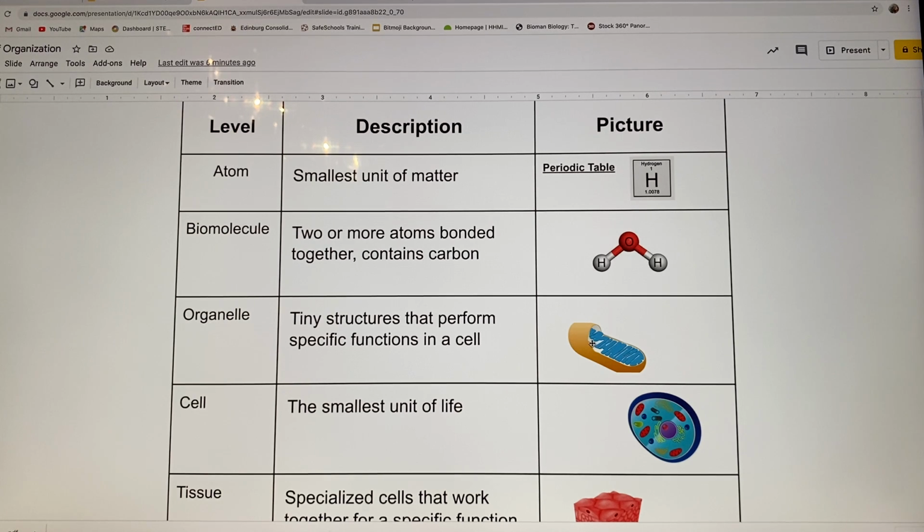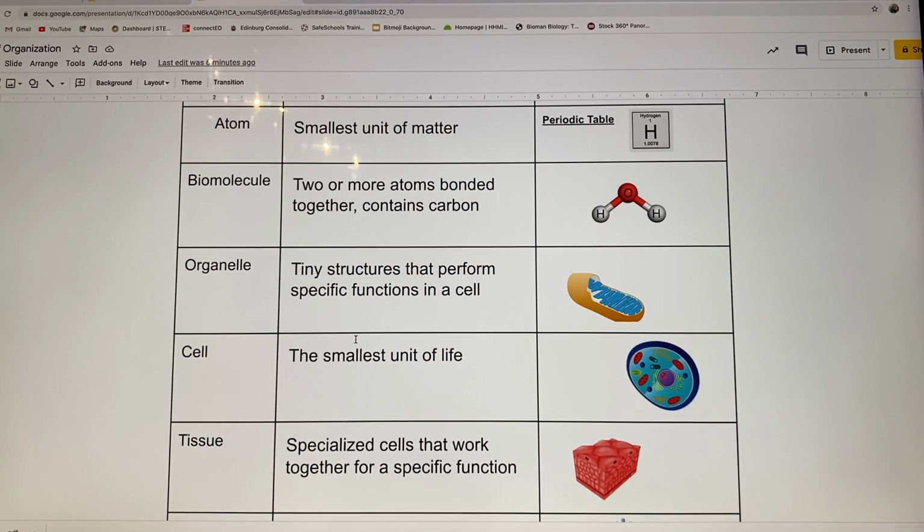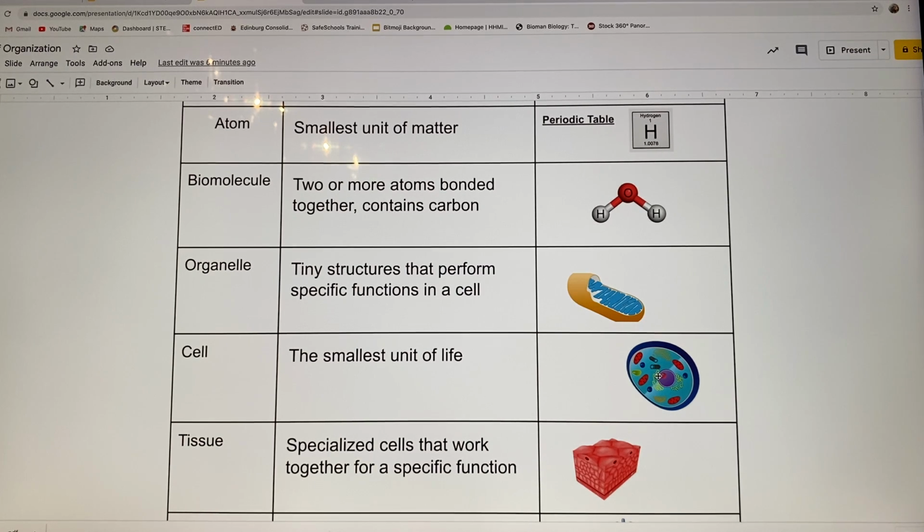The organelles are found in all the cells in our body, and they're tiny structures that perform specific functions within the cell. All these things help for life to happen. And then there is the cell. Inside the cell are all the organelles. That's the smallest unit of life, and that's the cell.